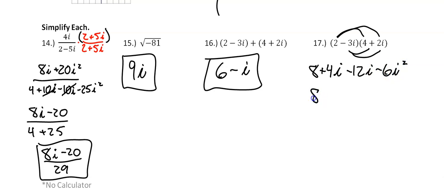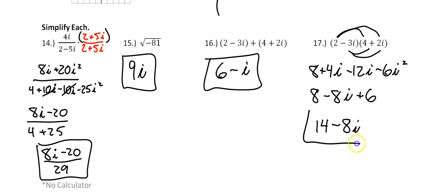And now we simplify. I can combine these like terms. That's a -8i in the middle. And then here i squared is a -1 again, so that gives me a plus 6. More combining of like terms. And that's it. 14 minus 8i. Done.